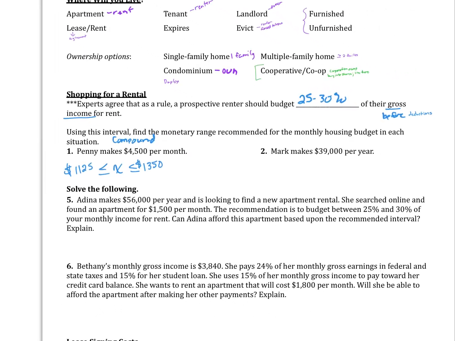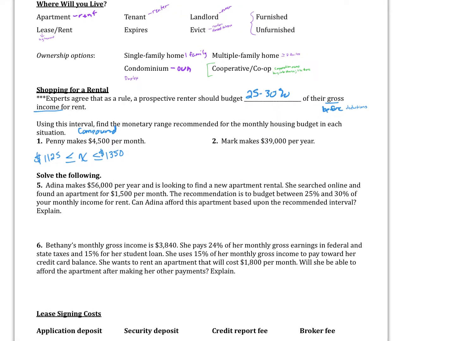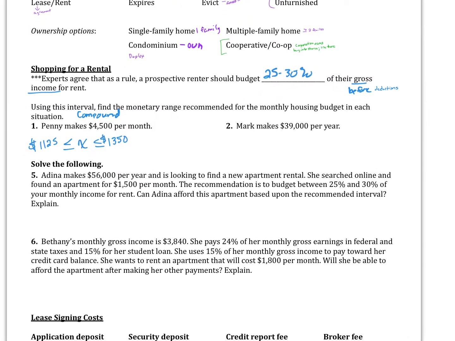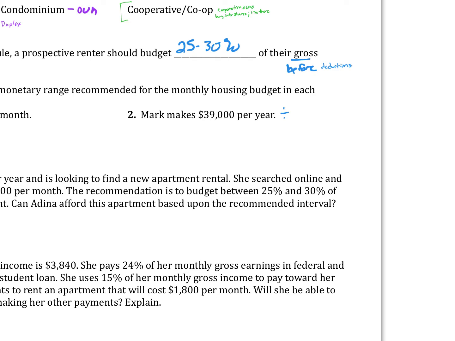All right. Let's think about this situation. Mark makes $39,000 per year. So let's figure out what the monthly expenditure is going to be. What do we have to do with that $39,000 first? Divide by 12, there you go. So let's divide by 12. That gives us $3,250 a month.